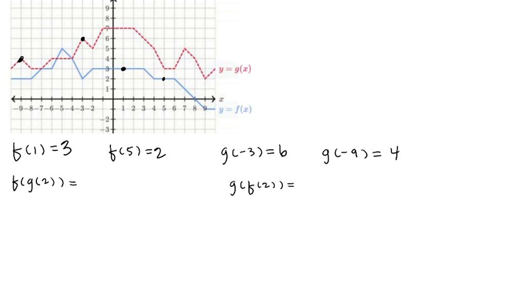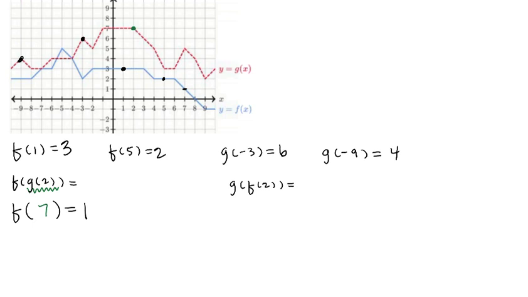All right, we'll start with f of g of 2. Now, kind of the first order of business is to figure out, well, what is g of 2? Okay, well, g of 2 is going to be the height of the red graph at the point where x equals 2. That's 7. Okay, so this is going to be f of 7. And f of 7 looks like it's going to be 1.